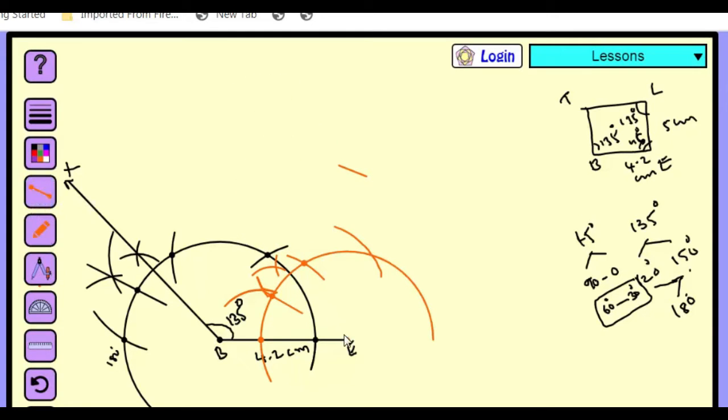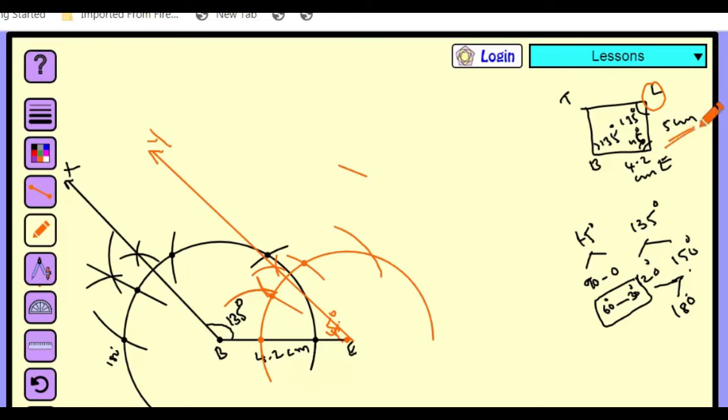Now take the ruler and draw a ray BY through the 45 degrees point. Now you should mark it as Y. Now here we are getting 45 degrees. Now we are going to locate this point L on this ray BY.